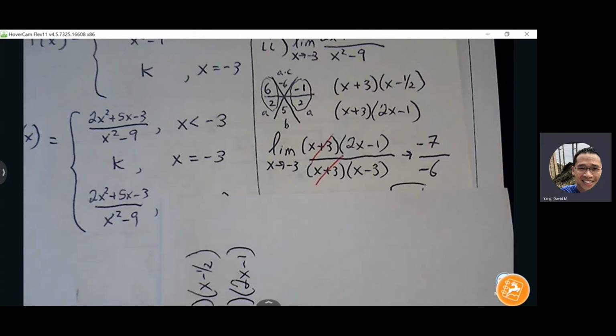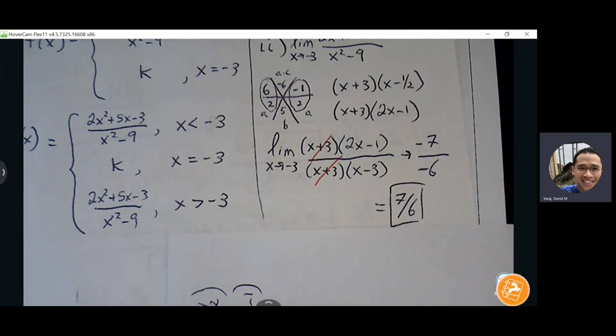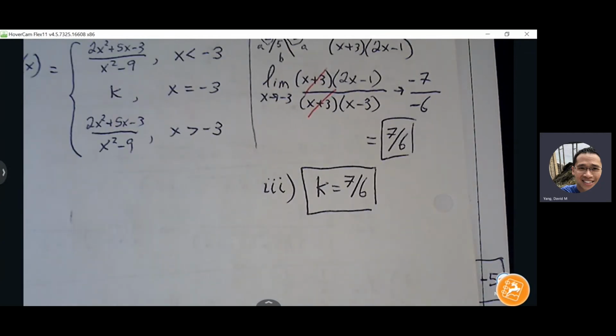Clearly, there's a hole, just like what we suspected. Remove the hole, reevaluate, and we get -7 over -6, which is 7/6. It passes the second condition, so we keep going, right? We haven't solved for k yet. So now, what's the third condition? It has to equal. Good. The result from the first condition has to match the result of the second condition if I want this to be a continuous function. So that forces k to be equal to 7/6.